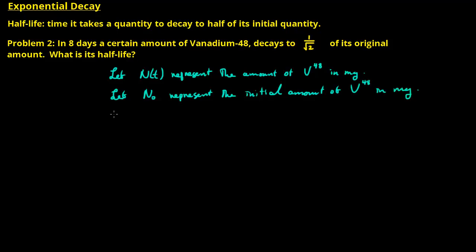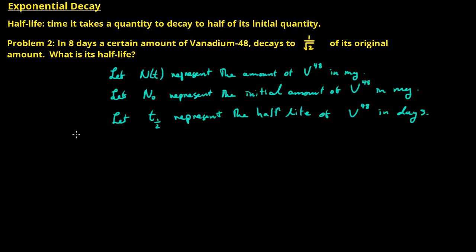And let's let t subscript 1/2 represent the half-life of vanadium-48 in days, because here it says in 8 days a certain amount of vanadium-48 decays to 1 over root 2 its initial amount. So let's let t subscript 1/2 represent the half-life of vanadium-48 in days.